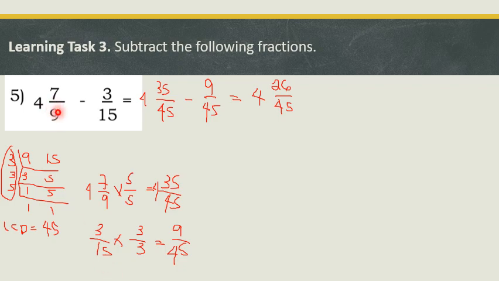So, since sila ay dissimilar fraction, so kukunin muna natin yung kanilang LCD. So, using yung LCM natin, continuous division, so kaya makuha natin is 45. So, ngayon, gagawin natin siyang 45 dapat denominator. So, dito sa 4 and 7 nines, multiply natin sa 5. So, kaya siya maging 4 and 35 over 45. Yung 3 over 15 naman, multiply natin sa 3 para makuha ng 45. So, kaya siya magiging 9 over 45.